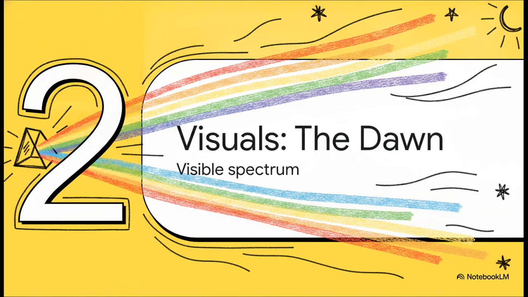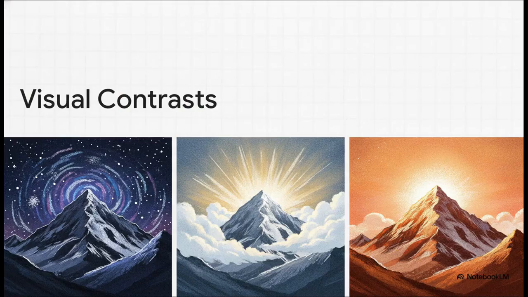Let's move right into Section 2, Visuals, Capturing the Dawn, where we are going to start by exploring the visible spectrum. To really understand visual contrast, we have to look at some of the most extreme environments on Earth. Just imagine the dark, purple, starry skies of the Milky Way stacked up directly against stark, snow-covered rocks in Nepal. Or golden sunrise light piercing right through the clouds over Shimla. It honestly looks like a gateway to heaven.